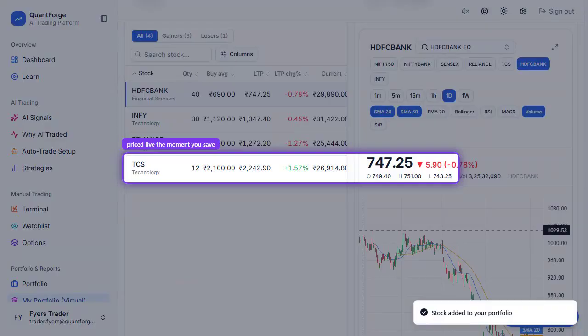And if I add the same stock twice? It will refuse. 1 row per stock. If you bought more later, edit the row and update the quantity and the average.